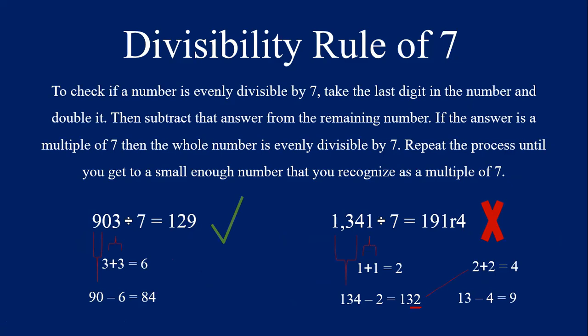We have the equation 903 divided by 7. To check if this number 903 is evenly divisible by 7, our first step is to look at the number in the ones place, and we're going to double this number. So there's a 3 here, so we're going to add 3 plus 3. That gives us a 6. Now we're going to take the two numbers that are left, which are 9 and 0, or the number 90, and subtract this 6. 90 minus 6 equals 84.